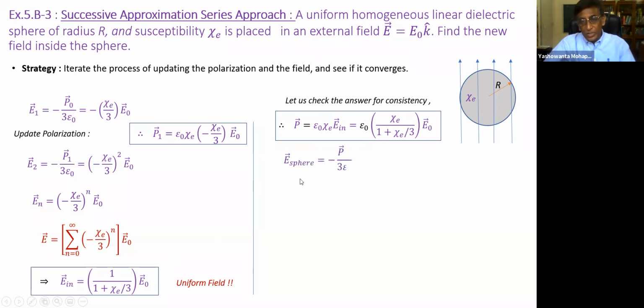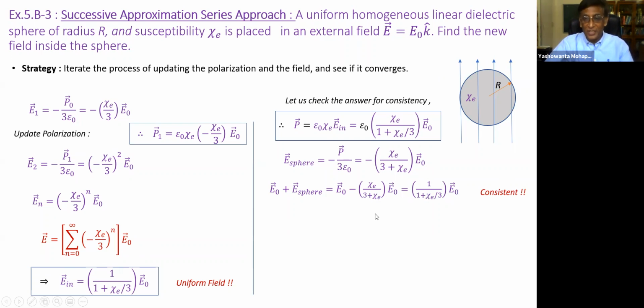Let me calculate on this basis the E due to the sphere, which is minus P by 3 epsilon naught, and hence it is simply minus chi E by 3 plus chi E. Then I have the total electric field, E naught plus E sphere, that is E naught minus the contribution due to the sphere alone. When I add that, it indeed gives me the electric field that I have gotten back here, 1 by 1 plus chi E by 3 E naught. All right, so this is actually consistent. Simple, but it's consistent.